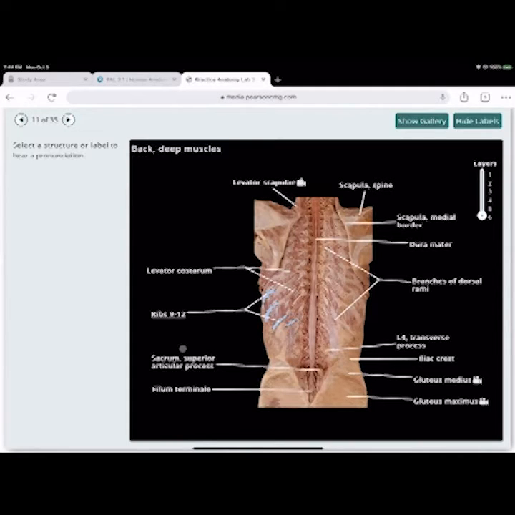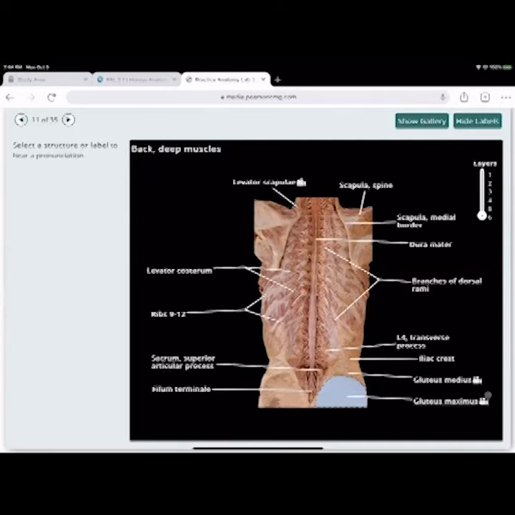You have the sacrum, okay, the superior articular process of it, and the filum terminale, which is the end of the spinal cord. That's where the nerves end, and then they branch out from there. It's not the end of the vertebral column; it's the end of the spinal cord.